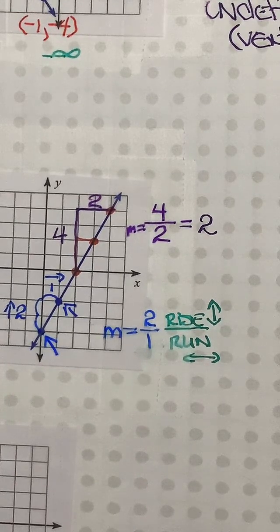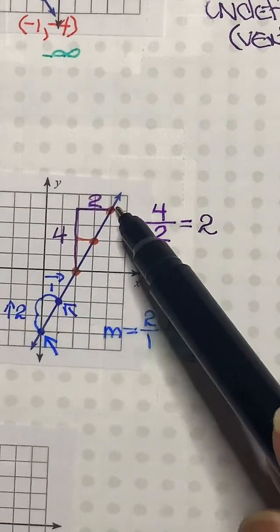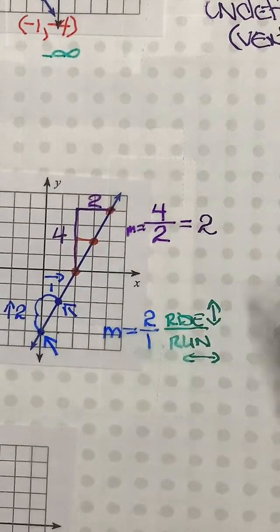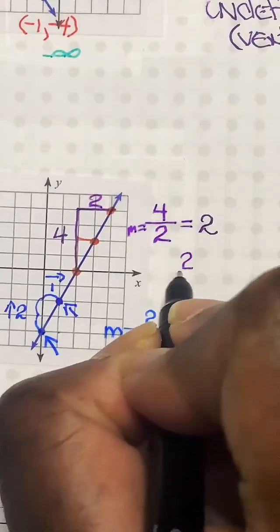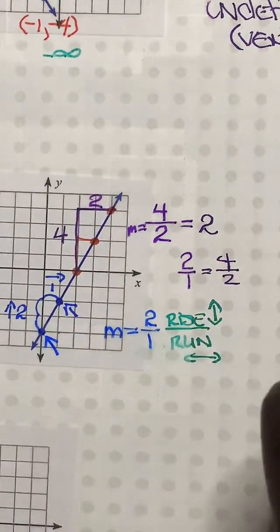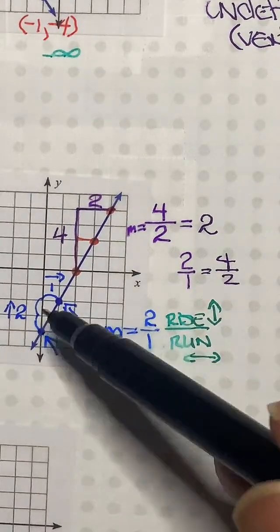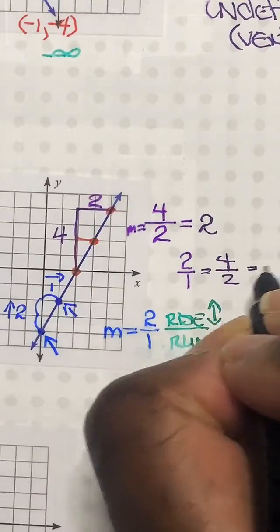All right. Okay. So as long as you get 2 points that are on this graph, it will give you those similar ratios. So 2 over 1 is the same as 4 over 2. Okay. And if we have to go as far as 6 over 3, we can do that as well.